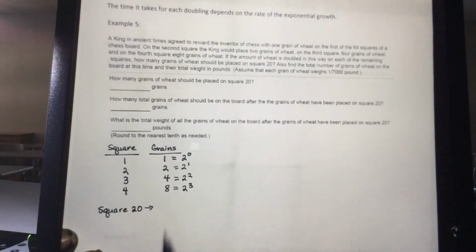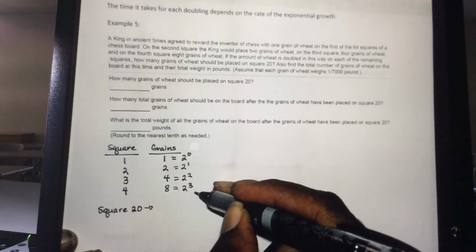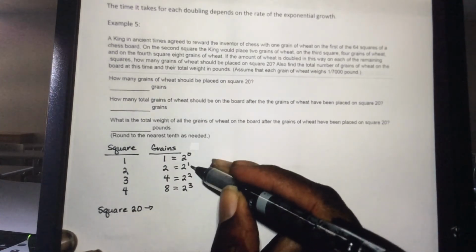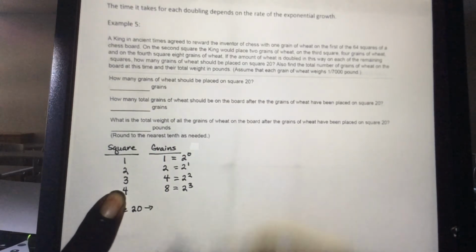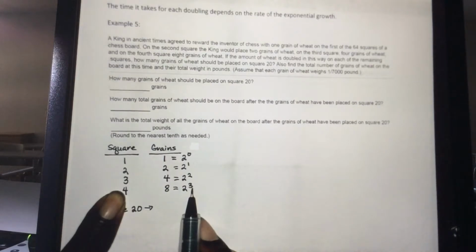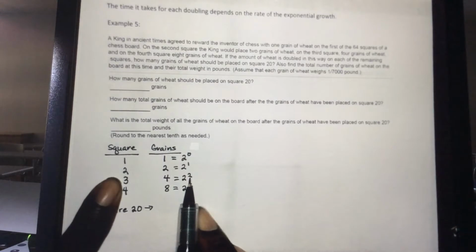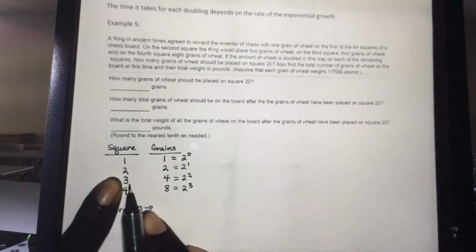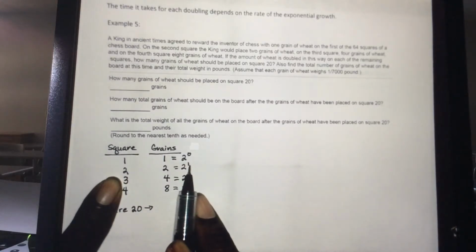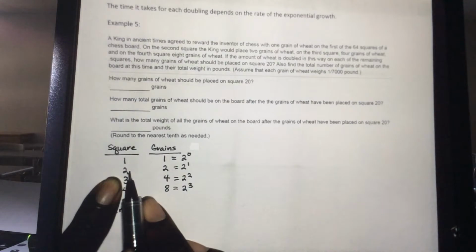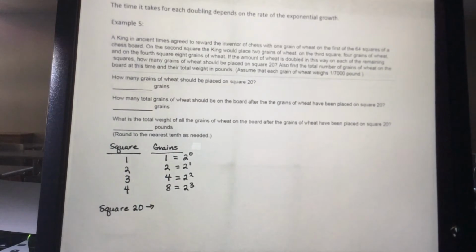Now, if I look at these exponents here, I can see that each exponent is 1 less than the numbered square. In this case, the exponent of 3 is 1 less than the numbered square of 4. The exponent of 2 here is 1 less than the numbered square of 3. And the exponent of 1, 2 to the first, is 1 less than the numbered square of 2. And 0 is 1 less than the numbered square of 1.